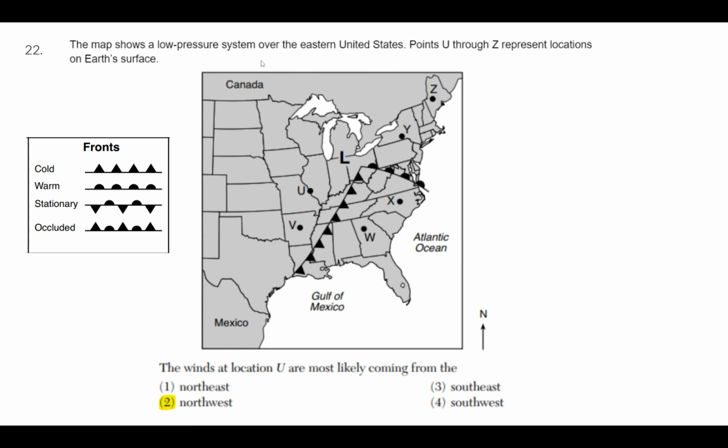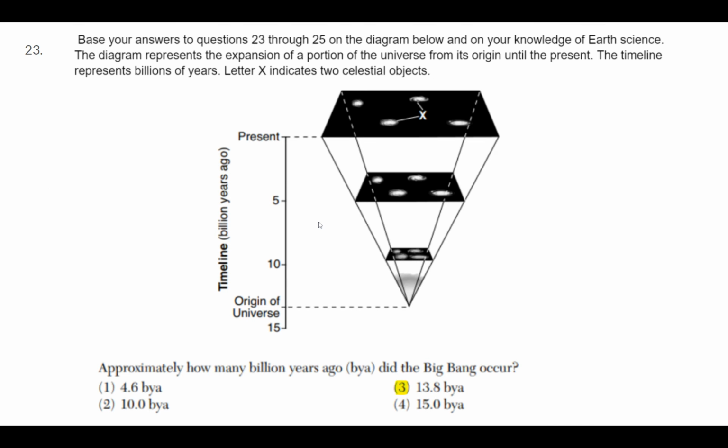22. The map shows a low-pressure system over the eastern United States. Points U through Z represent locations on the Earth's surface. The winds at location U are most likely coming from the answer is northwest because the triangles are showing which direction this cold front is going, which is towards the southeast. So the winds must be coming from the northwest in location U.